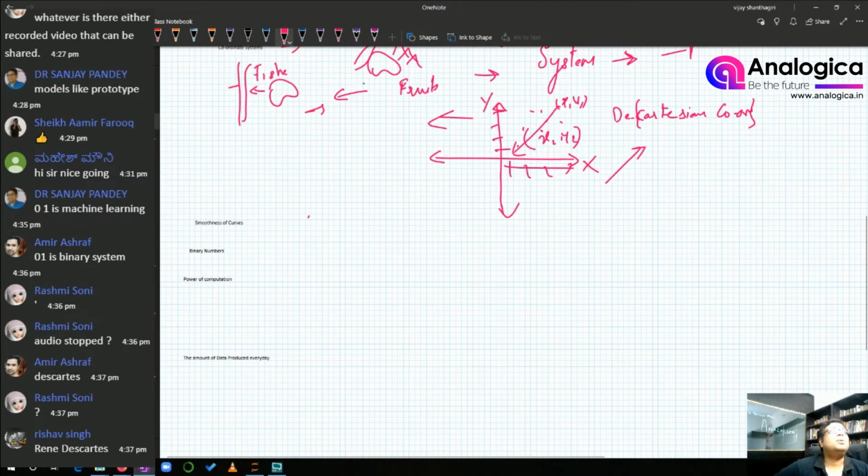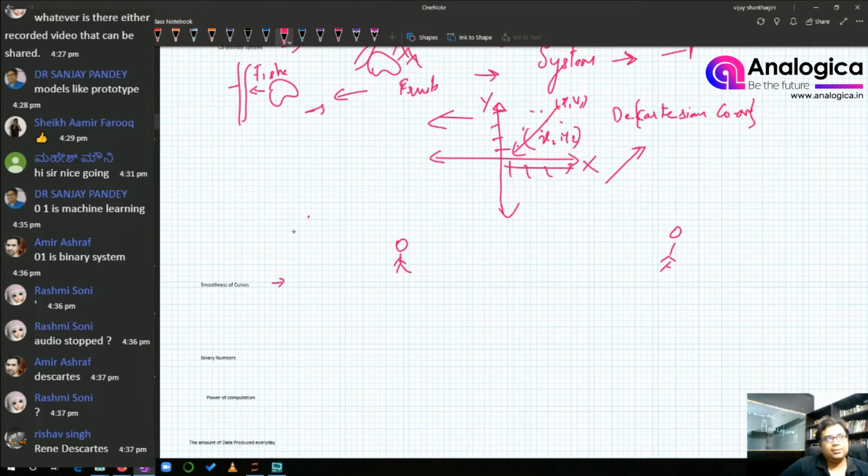Then there was another problem. And this problem was about the smoothness of curves. When I say smoothness of curves, I'll tell you what it means. Let's say there's one family, another family, who've got places in different areas, who've got something to trade between them. And here we're talking about trading land.